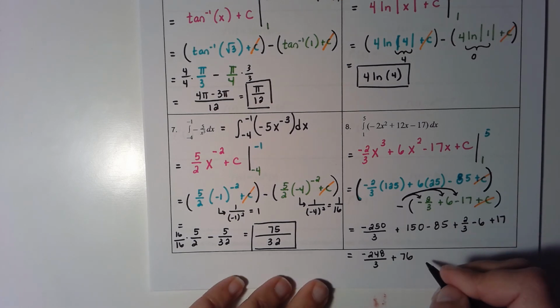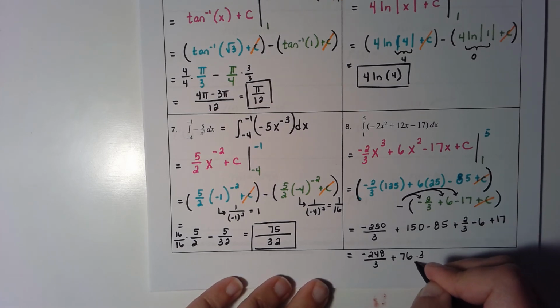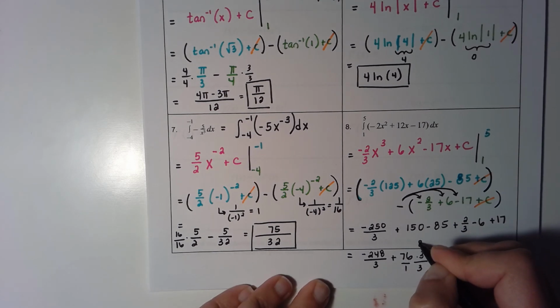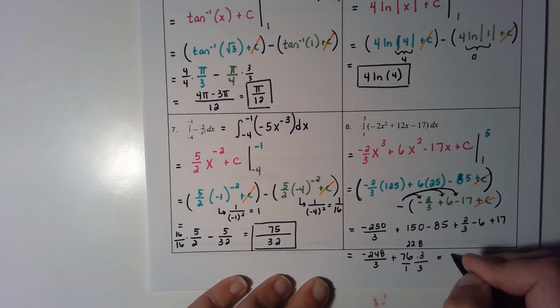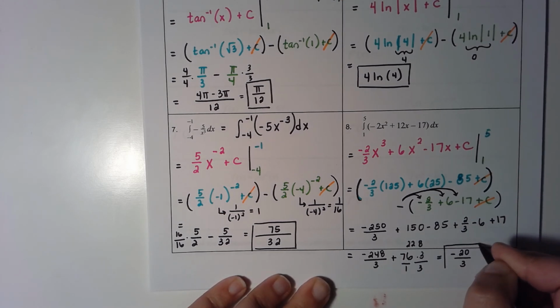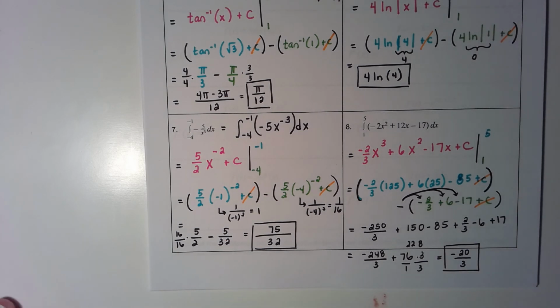And you could make a common denominator here. If you multiply by 3, you would get, let's see, 18 carry the 1, so 228. So you would get negative 20 over 3 as your final answer.